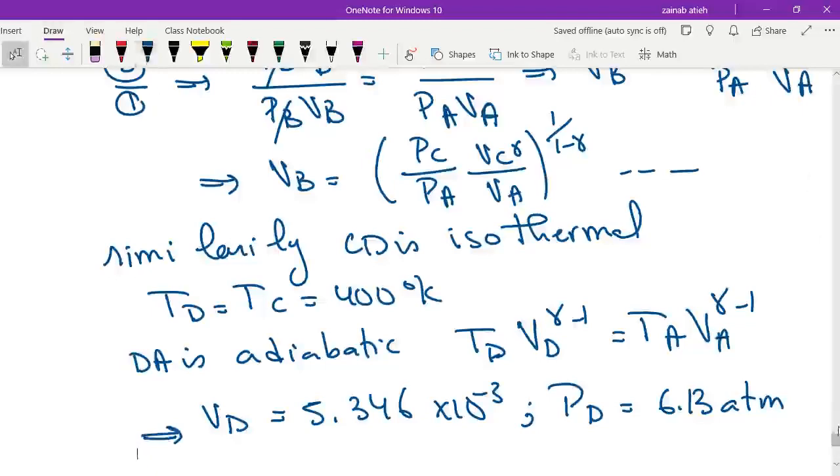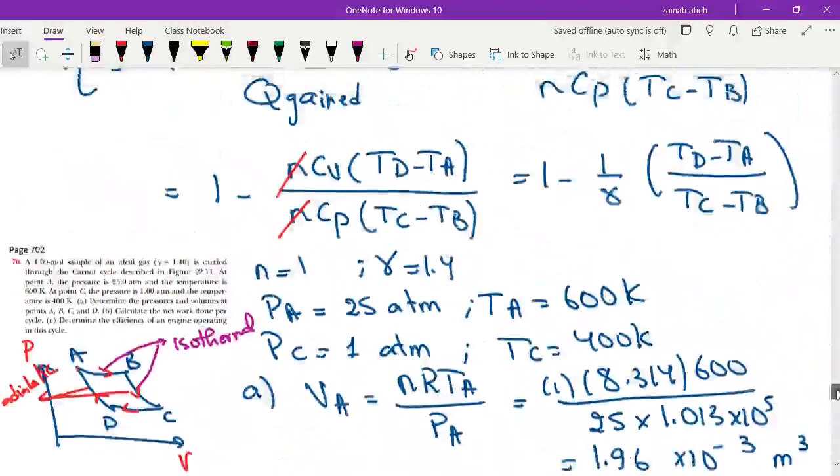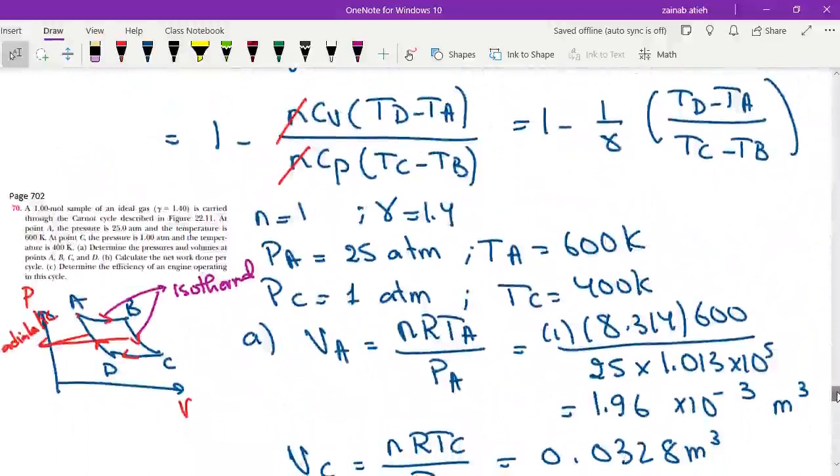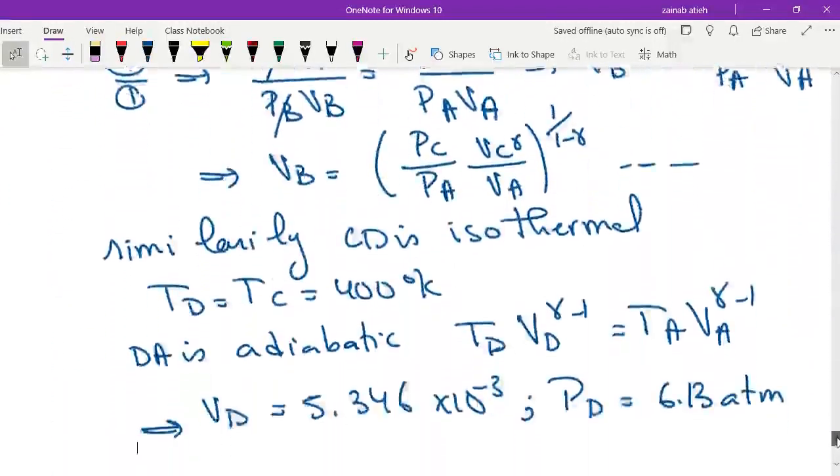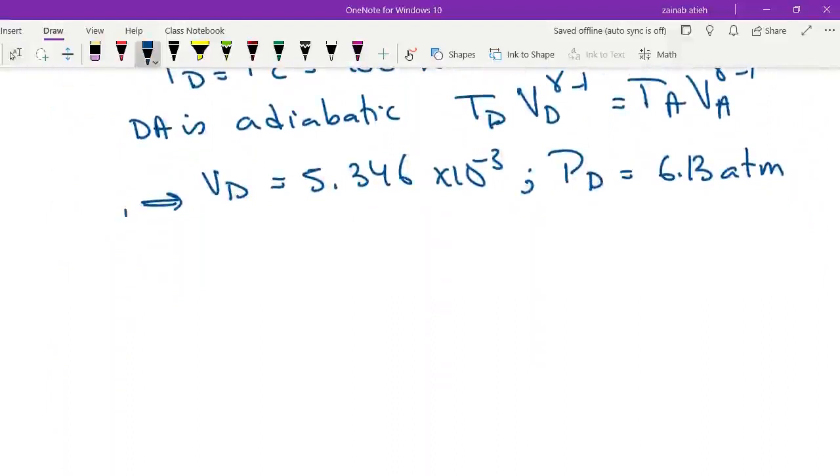Now in the second part, this is for part A. In the second part, he says calculate the net work done per cycle, and determine the efficiency of an engine operating in this cycle. So we have to calculate the work and the efficiency. We have already studied the Carnot cycle. We can calculate the work per cycle in several ways. Work per cycle is work AB plus BC plus CD plus DA, or the work per cycle is the Q per cycle, or the work per cycle is eta times Q gained. All three methods are correct.